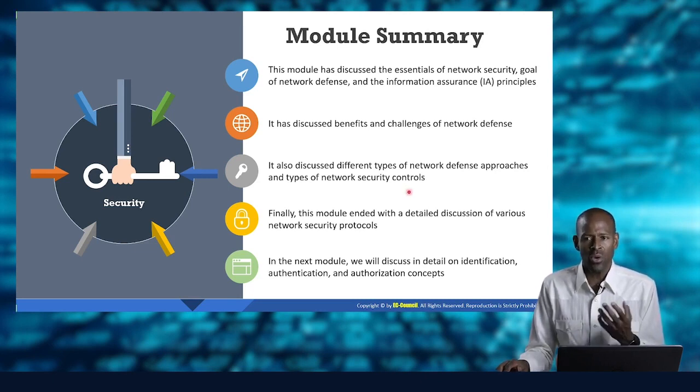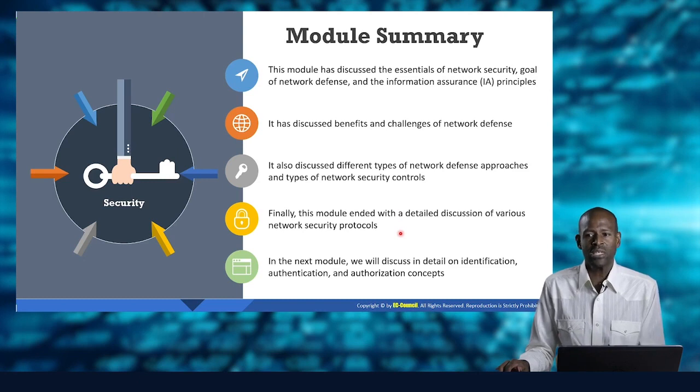It's also, we looked at different types of network defense approaches to security controls. And finally, we looked at several different network security protocols, stuff that's used to secure transactions for email and for communication between devices. And so guess what we're going to do in the next module? We're going to look at identification, authorization, and authentication. And that's the end of that.